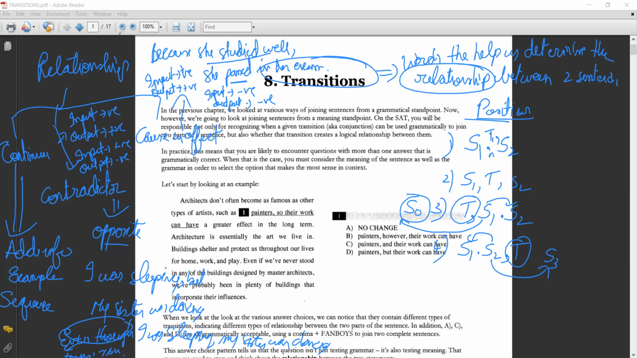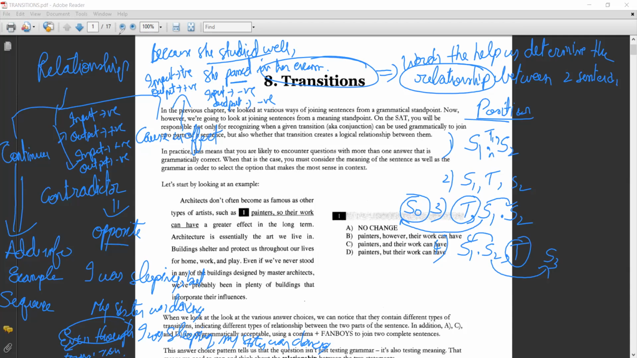Read both the sentences without the transition. Understand whether they belong to the category of continuous, contradictor, or cause and effect, and then choose your transition word. If you read the sentence with the transition, you will get confused. So whenever there is a transition question, remember, read both the sentences without the transition and then you answer.